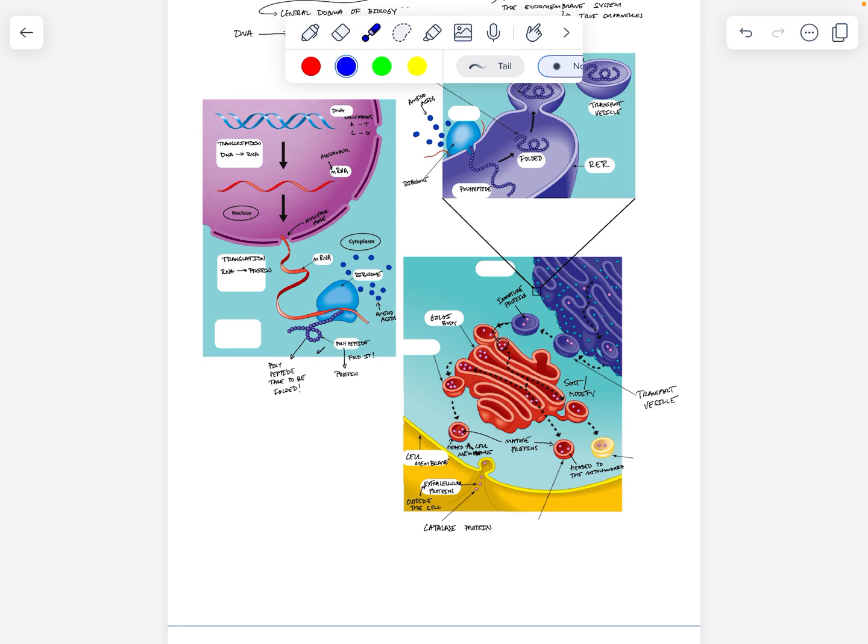The information for catalase is stored in the DNA. It's sent out as a message to the ribosome. The ribosome is going to synthesize a protein, which it's going to send to the rough endoplasmic reticulum. The rough endoplasmic reticulum then sends it to the Golgi body. The Golgi body is then going to sort it, modify it, mature it, and then export it outside the cell, where it can do its job of decomposing hydrogen peroxide into oxygen and water.